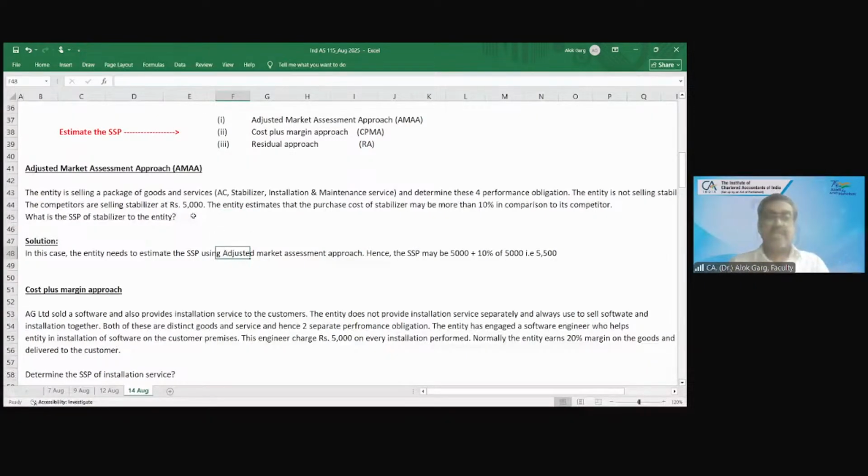Yes. So in this case, the entity needs to estimate the standalone selling price using the adjusted market assessment approach. So whatever market assessment you have done, you are doing some adjustment in that. And hence the standalone selling price may be 5,000 plus 10% of 5,000, which is 5,500. Your standalone selling price will be 5,500.